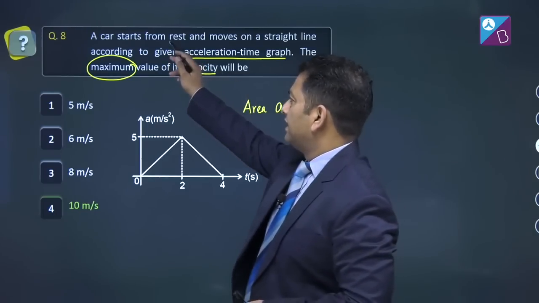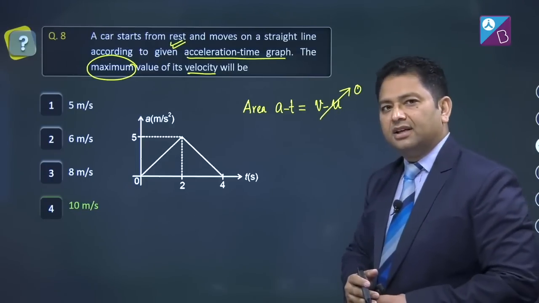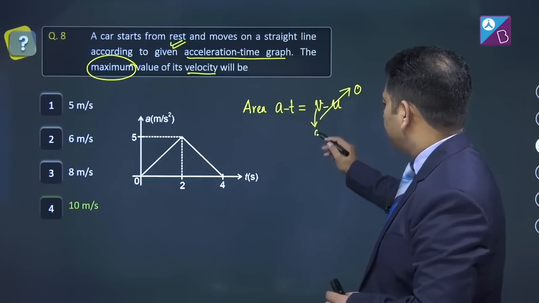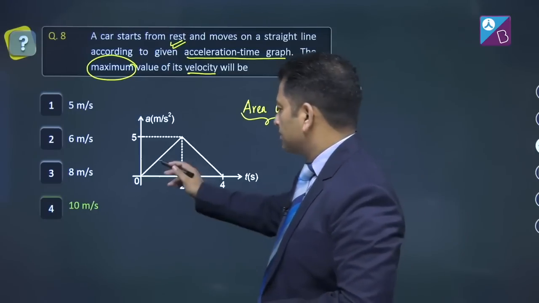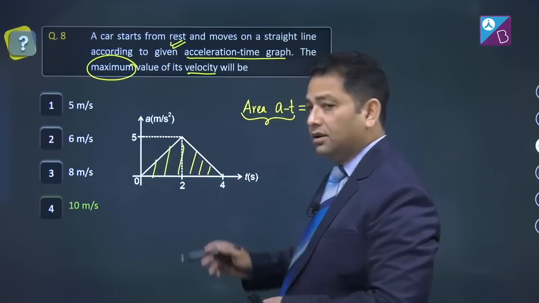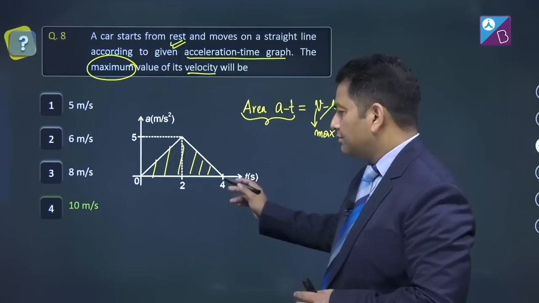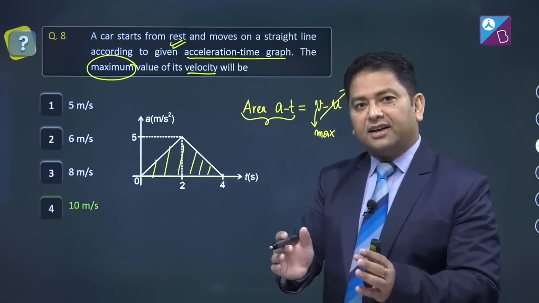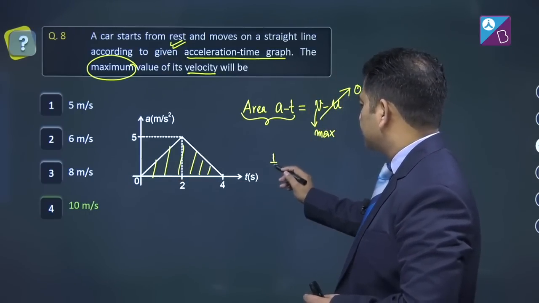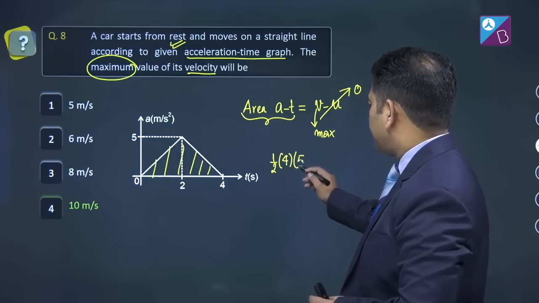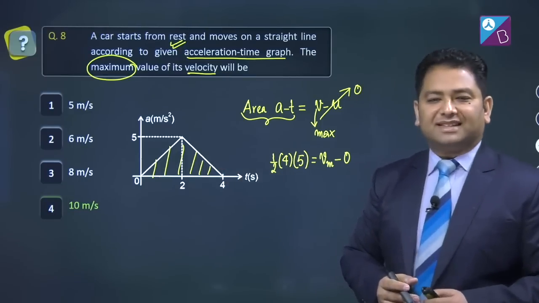हाउएवर, क्योंकि क्वेश्चन हमें कहता है द कार स्टार्ट्स फ्रॉम रेस्ट, इन दैट गिवन सिचुएशन द इनिशियल वेलोसिटी विल बी 0. Now if you have to find the maximum value of velocity, that means you have to find the maximum area. So it's very clear, 0 से लेकर 4 तक एरिया मैक्सिमम होगा, नॉट बिटवीन 0 to 2. यू हैव टू सी द मैक्सिमम एरिया. ये बात सच है कि एक्सेलरेशन की वैल्यू कम हो रही है, लेकिन जहां तक एरिया का सवाल है, द एरिया वुड बी मैक्सिमम बिटवीन 0 to 4. So area maximum 0 to 4, that's a triangle, half base multiplied by height, and that is V max minus of 0, so of course 10 meter per second.